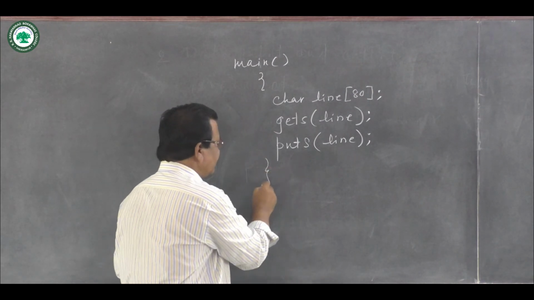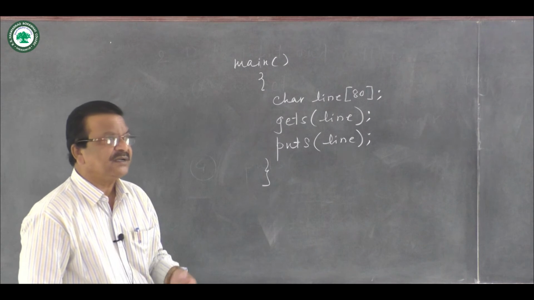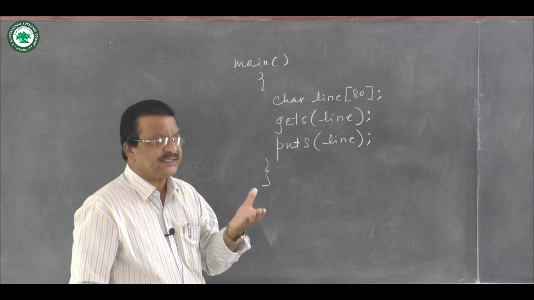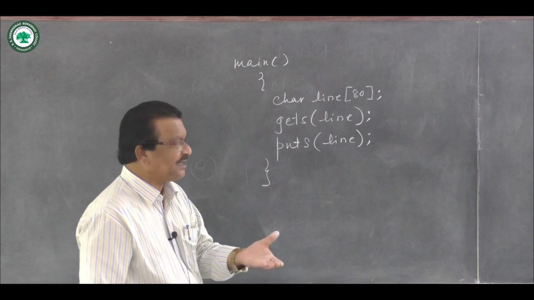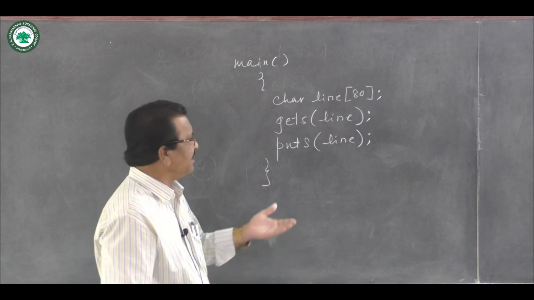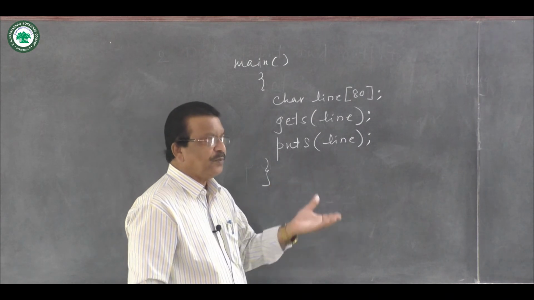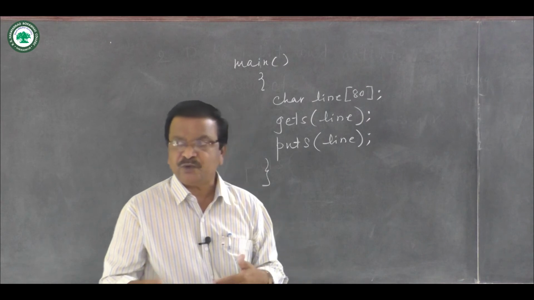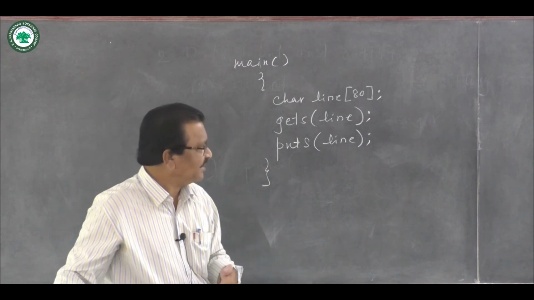So this is how this program segment will work. You can enter a string of characters up to 80 characters by gets, store it into the memory of a computer, and puts will output or display the string of characters onto a monitor or a screen.